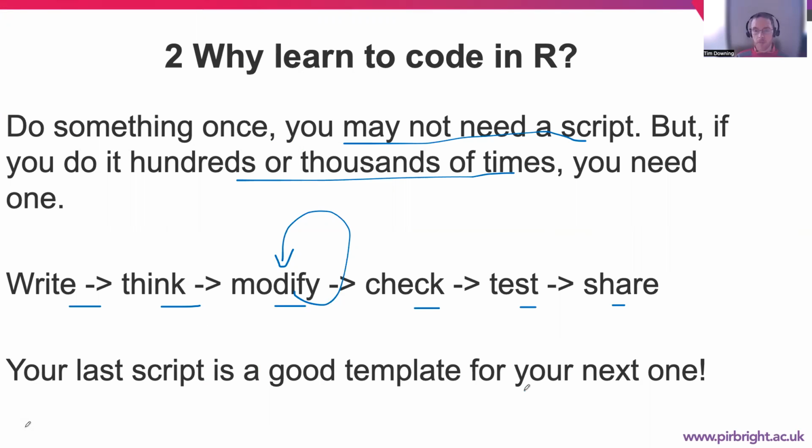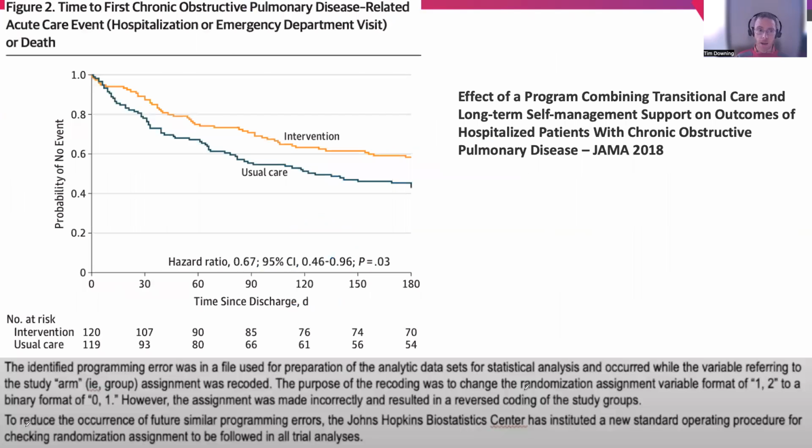There's a great example of this in the literature. There's many, many different examples. Here's an example of people that are looking at chronic obstructive pulmonary disease, and they're comparing an intervention group here versus those who got usual care. And we're looking at a survival plot of the time since discharge and the probability of not having an event.